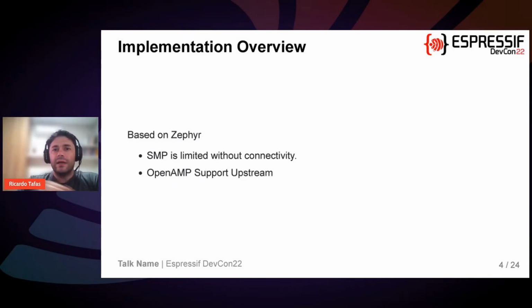So now, diving a little bit into details, we based our solution on Zephyr. One of the reasons is because we needed to extract all the power from ESP32 devices, and we have some limitations on networking. Also, Zephyr has a very advanced support for OpenAMP, which is a nice solution to have communication between asymmetric cores.